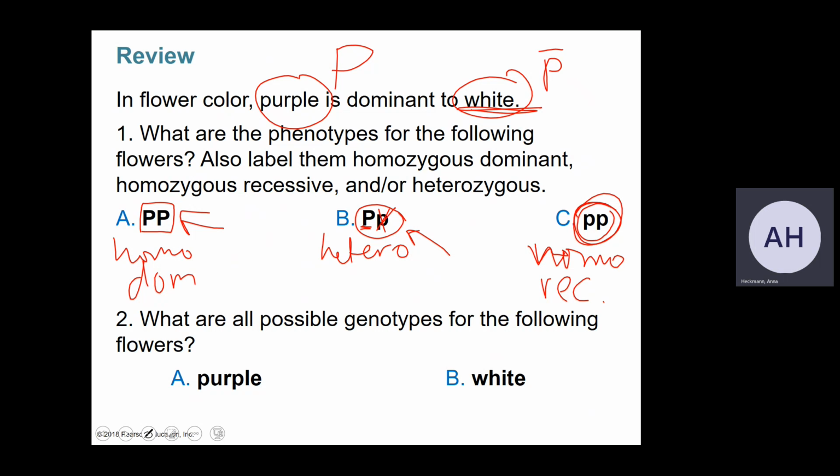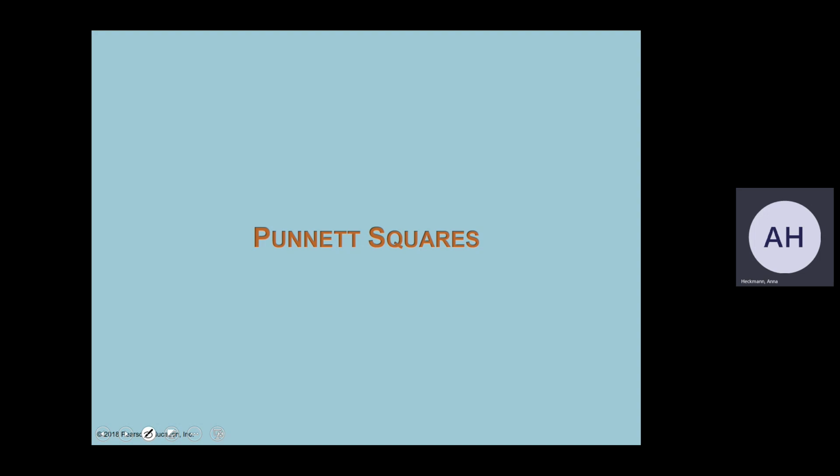Number 2, what are all possible genotypes for the following flowers? Well, A, purple, all genotypes just have to have at least one purple allele. The other one could also be dominant, or it could be recessive. Each of these genotypes will give you a purple flower. And for white, because it's recessive, we can't have any dominant alleles present, only recessive alleles. So that will give you a white phenotype.